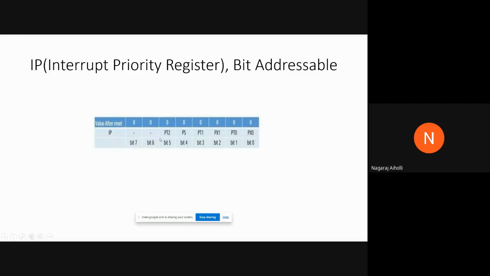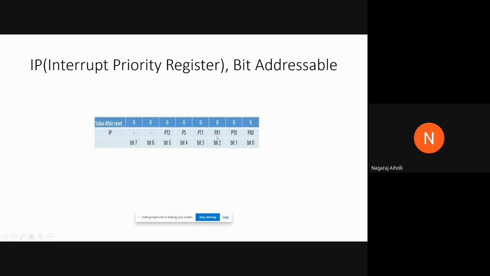Bit 7 and bit 6 are reserved for future use. Then bit 5, PT2, defines the timer 2 interrupt priority level, which is used only in the 8052 microcontroller. Then bit 4, PS, defines the priority of the serial port interrupt. If you want the serial port interrupt to have higher priority, then we have to make PS equal to 1. Then bit 3, PT1, defines the priority level of the timer 1 interrupt. If you want the timer 1 interrupt to have higher priority, then PT1 should be set equal to 1.